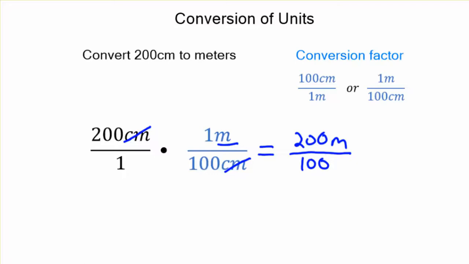Now we just divide by greatest common factor, which is 100. We're going to divide by 100, divide by 100. Top, we will have 2 meters, and on the bottom we'll have 1, so our final answer is going to be 2 meters.